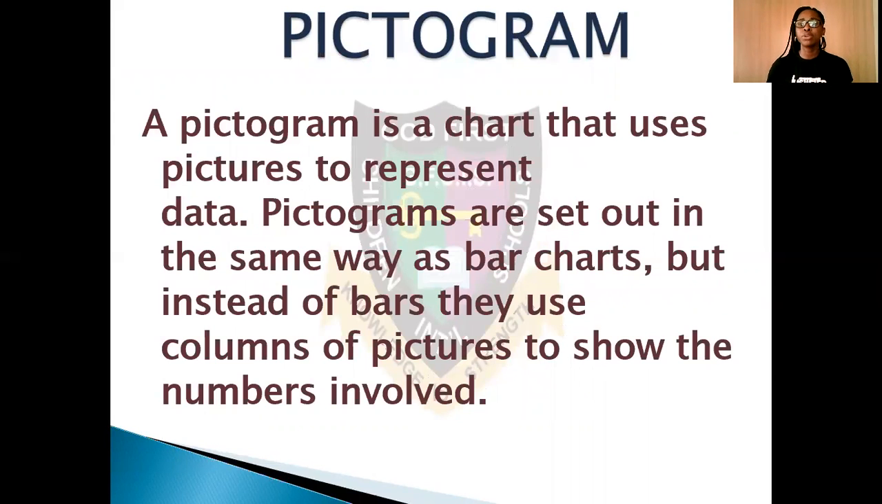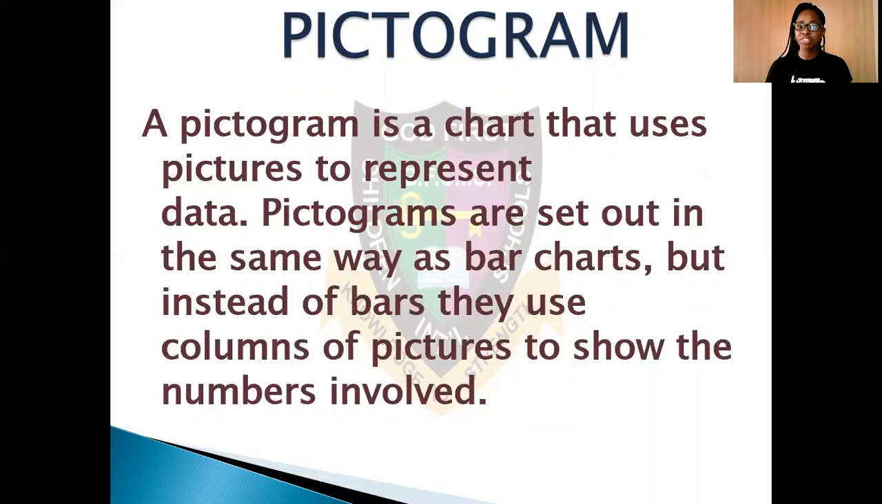We have number one graphical method, which is the pictogram. A pictogram is a chart that uses pictures to represent data, or to represent the required frequency of a given information. So instead of writing the frequency, we use pictures to represent the frequency. We're also using pictures to represent the given data or given information in the question.